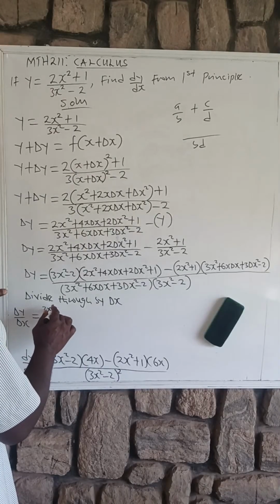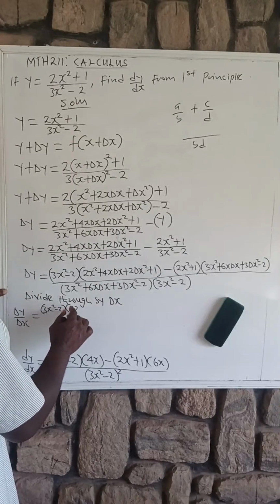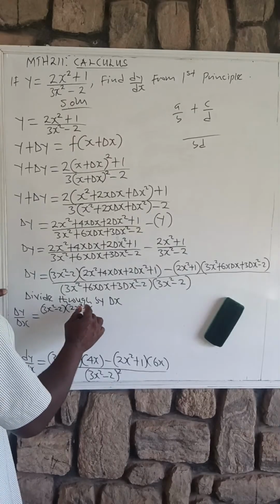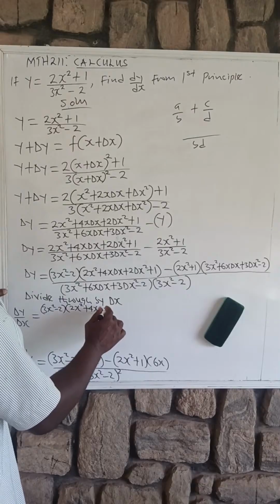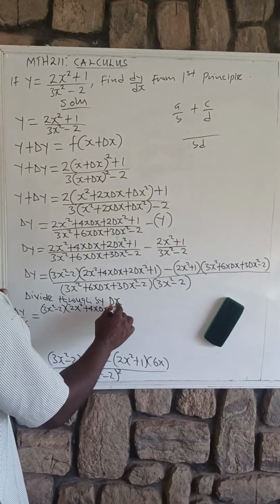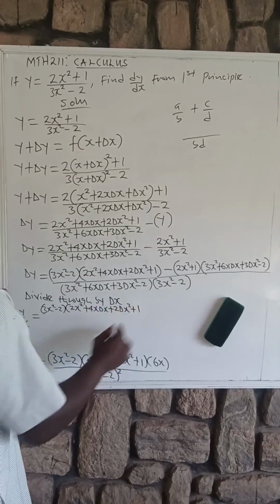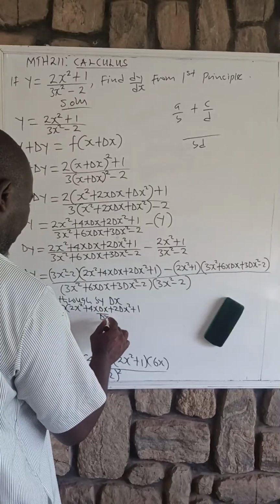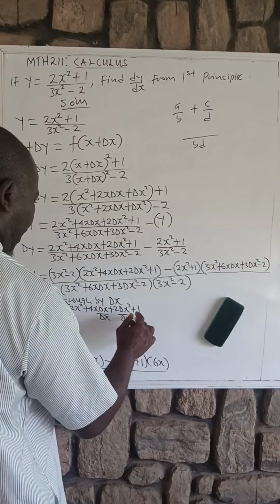3x squared minus 2, open bracket, 2x squared plus 4x dx plus 2 dx squared plus 1, then all over dx, all over what? The dx, right?